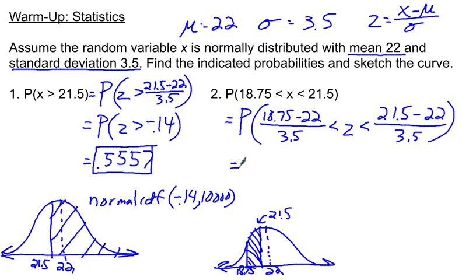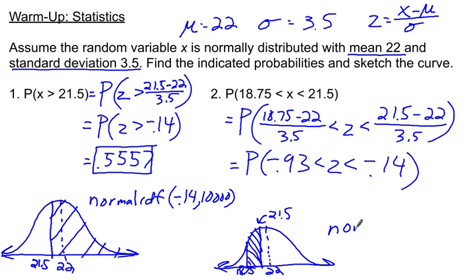So I have the z-scores negative 0.93 and negative 0.14. So we're looking between negative 0.93 and negative 0.14. So on the calculator, we would enter normal CDF negative 0.93, comma negative 0.14, and when we do that, we end up with 0.2681.